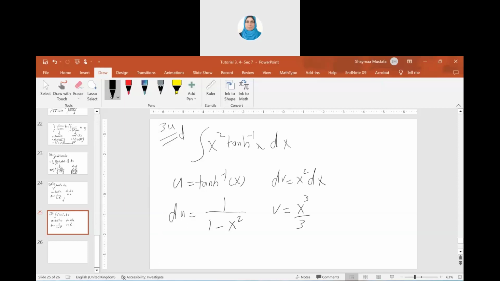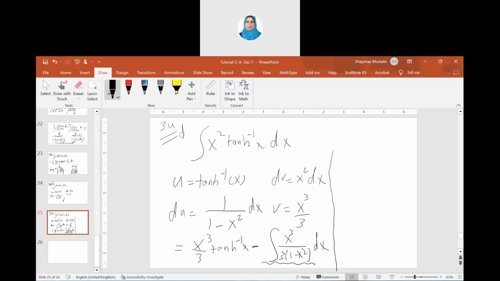x cubed over 3 over 3. Yes. Okay, so you will get this one: x cubed over 3 tan inverse x minus the integration of x cubed over 3, over 1 minus x squared, dx. Okay, now how can we evaluate this integration? Integration of x cubed, 1 over 3 outside, over 1 minus x squared dx.